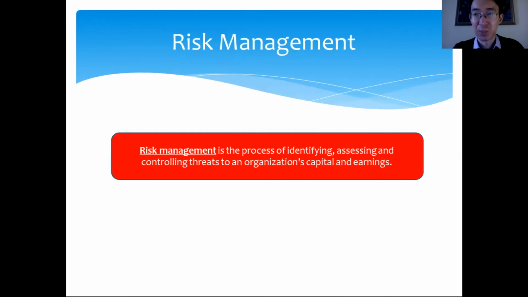Risk management is a process of identifying, assessing, and controlling threats to an organization's capital and earnings. Capital is about the assets of the organization, which can have high liquidity and less liquidity, and of course earnings are about the income and profit of the organization. We're going to cover these things later on in different lectures within this course. So this is briefly what we were supposed to cover during the second week.